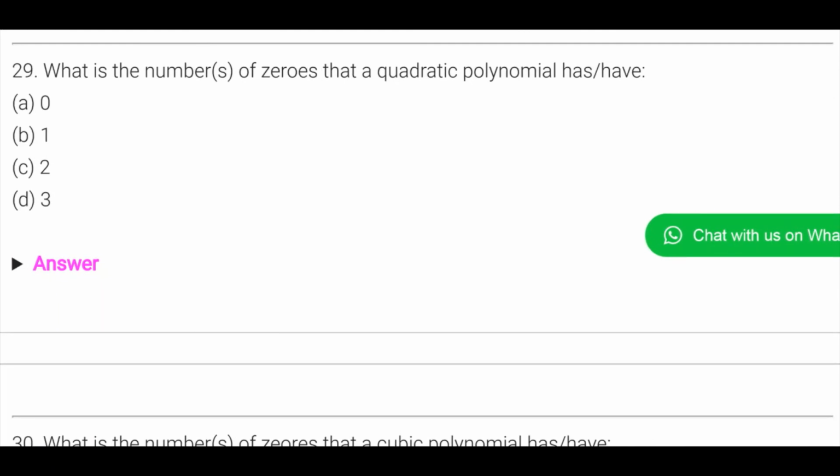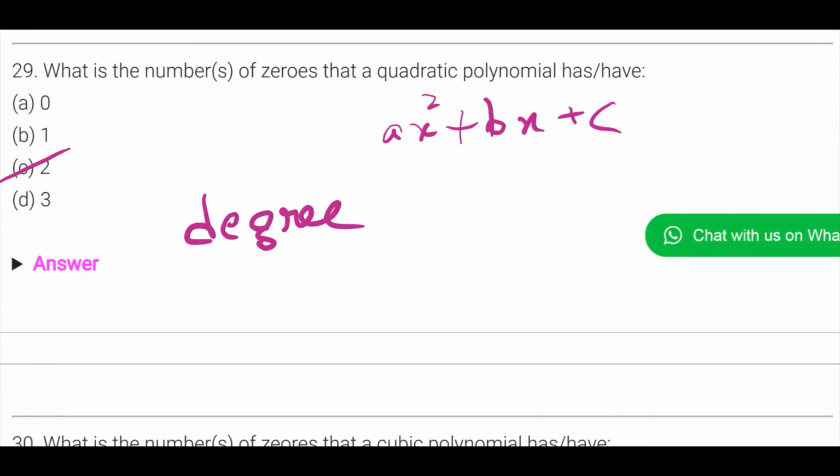Twenty-ninth question. What is the number of zeros that a quadratic polynomial has? So for a quadratic polynomial, ax square plus bx plus c, we have 2 zeros. The number of zeros equals the degree of the polynomial.